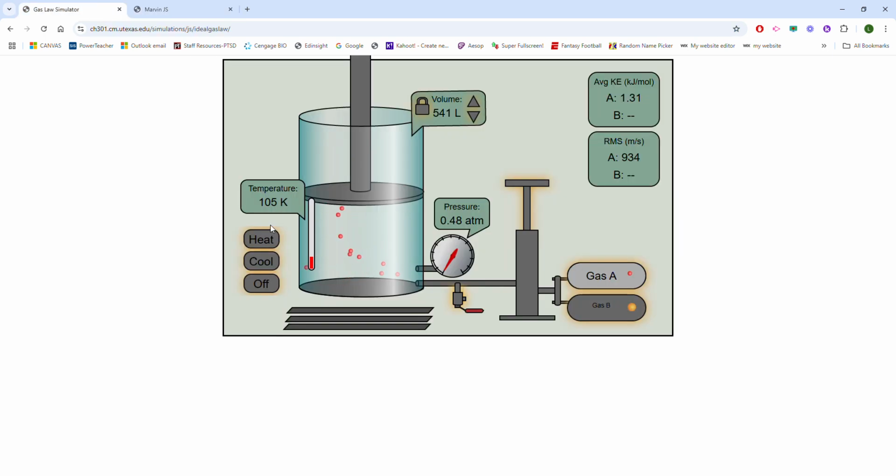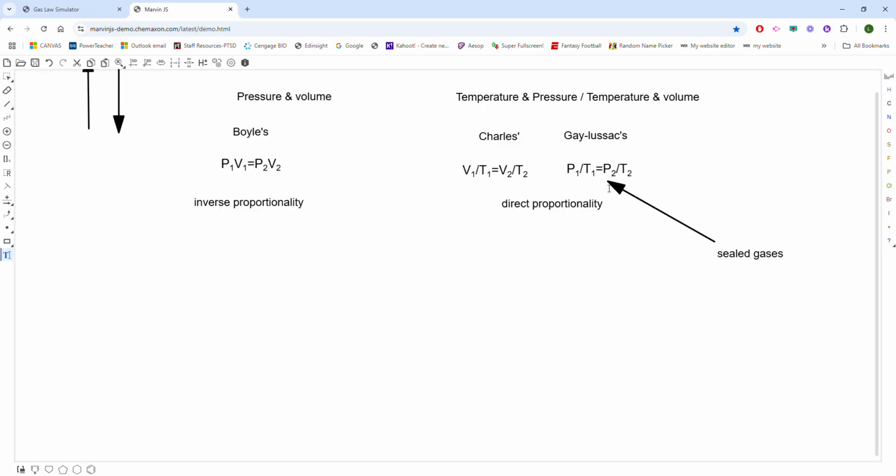So, unable to change the volume, but I'm now going to account for a change in temperature, which can also change the pressure. We haven't discussed this one yet, and one of the reasons is that this is a bit more dangerous, because a sealed gas is, like I said, a lot more dangerous than one that isn't, because any fluctuation in temperature could create a pressure increase or decrease.